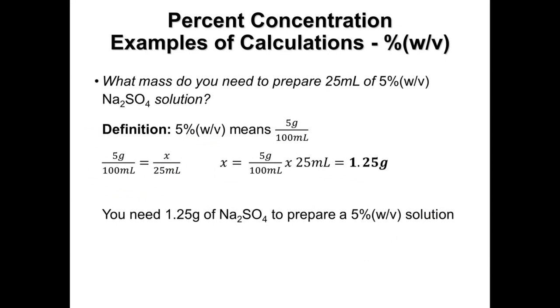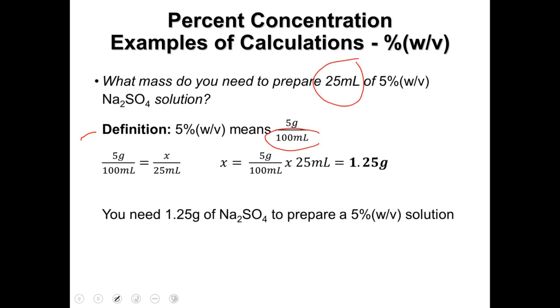Well, again, you always start from the definition. So what is the definition here? 5% weight over volume means 5 grams of solute for each 100 milliliters of solution that you're preparing, right? So in this case, again, you're not preparing 100 milliliters, but you're preparing 25 milliliters.